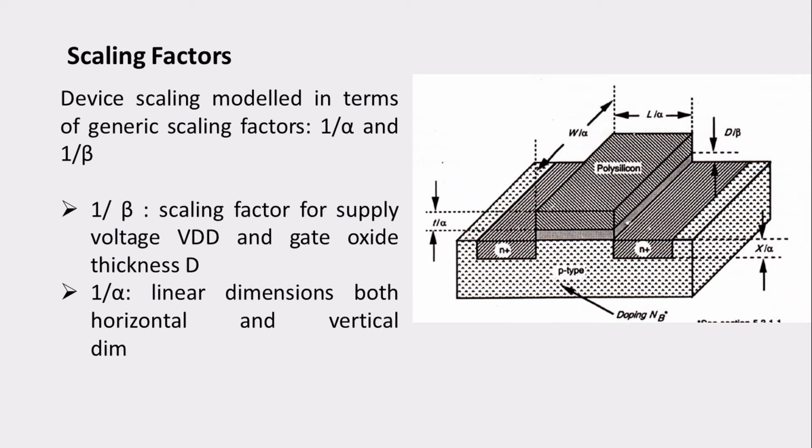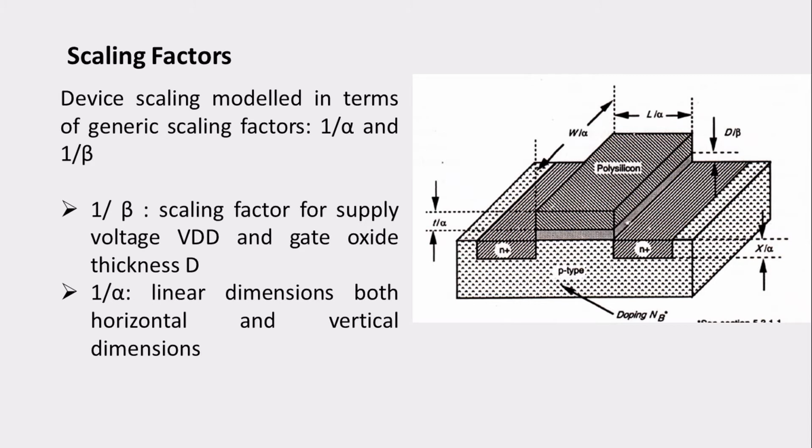Okay, so based on this we are having different scaling factors. Those scaling factors are alpha and beta. Alpha represents the scaling factor for linear dimensions. That means the dimensional properties like channel length and width are linear things, so those have been scaled down in terms of alpha. But the supply voltage and the gate oxide thickness, those have been scaled in terms of what?